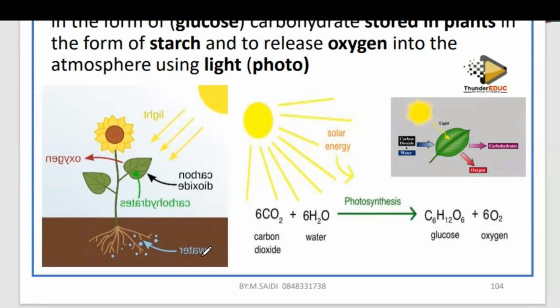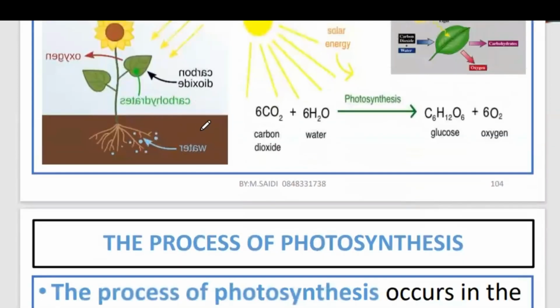Here the plant takes water from the ground, and then sunlight comes in and is trapped. Once it's trapped, carbon dioxide is used. Once that happens, oxygen is released, and then carbohydrates are formed. So this is the actual process which is happening, and we're going to look at it in detail.